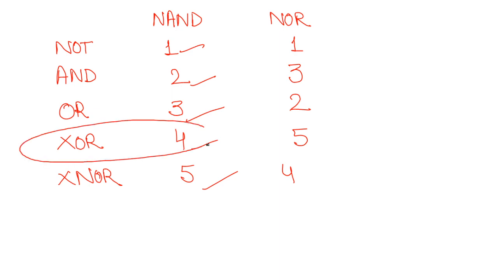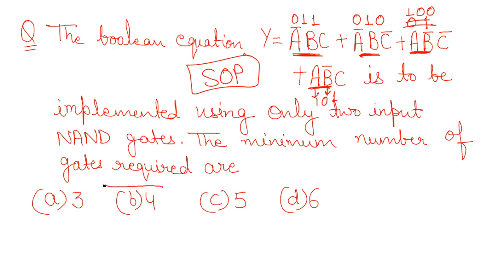How many minimum number of 2 input NAND gates are required to construct the XOR gate? 4. What will be the right answer? That's going to be option B.